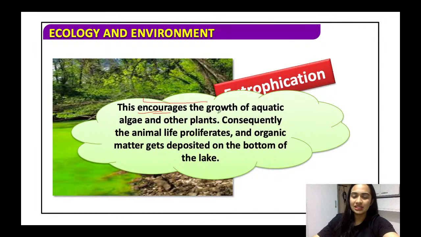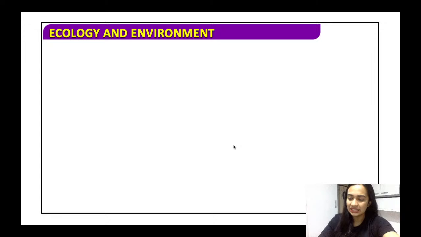तो अब क्या होता है, ये encourage करते हैं कि aquatic algae या कोई भी अदर प्लांट्स यहाँ पे ग्रो हों. So consequently what happens is that the animal life proliferates, यानी कि एनिमल लाइफ वहाँ पे सस्टेन होना या ग्रो करना स्टार्ट कर देती है. इससे क्या होता है कि जो ऑर्गेनिक मैटर है, एनिमल लाइफ ग्रो होगी तो ऑर्गेनिक मैटर डेफिनेटली प्रोड्यूस होगा. So now that is getting deposited at the bottom of the lake.